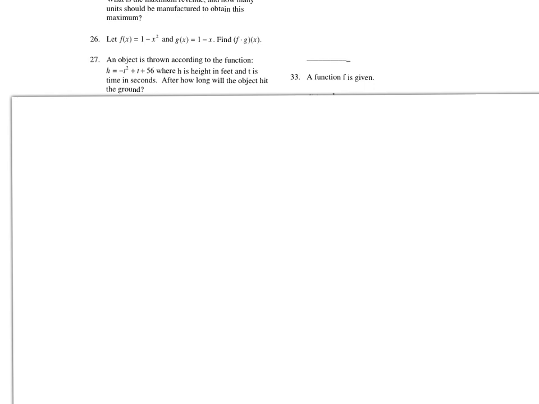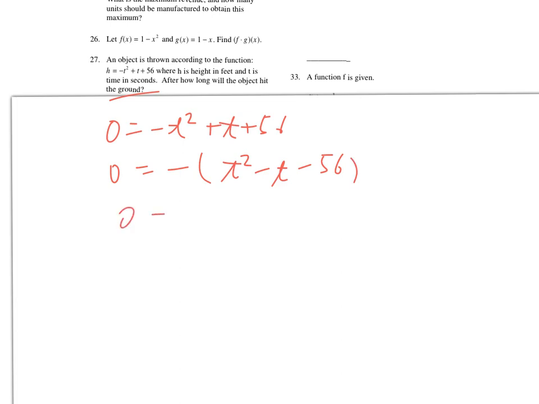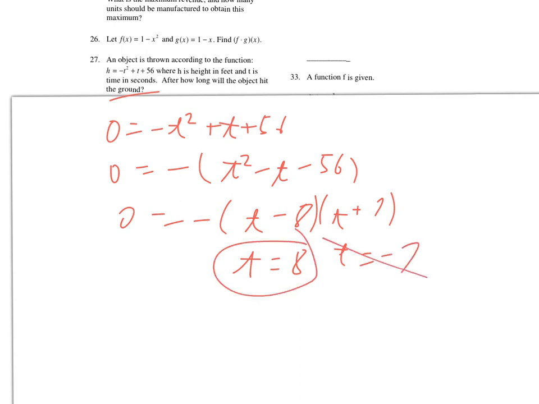All right, next one here gives us a function, asks how long until it hits the ground. So this one is not asking for the vertex because it's not a max height. It's asking how long it takes to hit the ground, which is a height of 0. So I would do that. I would then GCF a negative, which we can always do if we are equal to 0. And then I would just factor this as t minus 8, and then t plus 7. So t could equal 8 or negative 7, but since it's time, I would only take the positive answer.